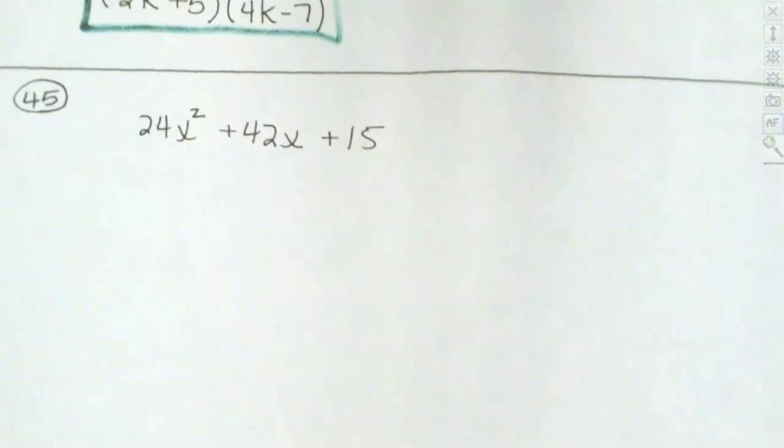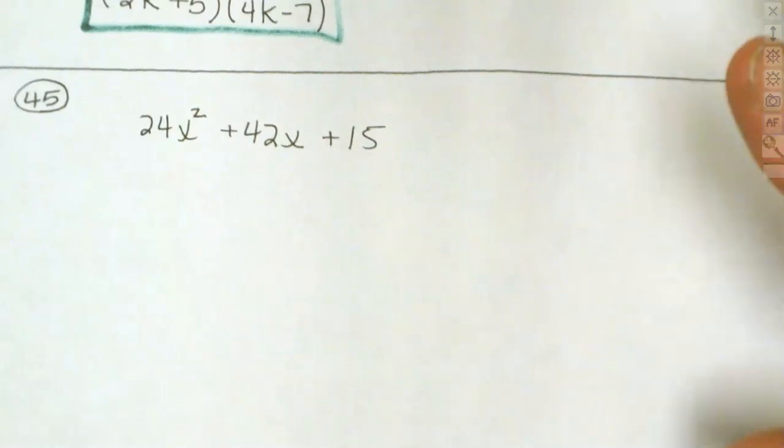This is the first one that we've had to factor a number out at the beginning. Because when we work these out, we have to make sure that if there's a number in common, we factor it out. So when we look at this one, we've got a 24, we've got a 42, and we've got a 15. There is a number that's in common with all of those. Does anyone know what that number might be? It's in common with the 24, 42, and 15. 3, right? Because 3 will go into 24, 3 will go into 42, and 3 will go into 15.